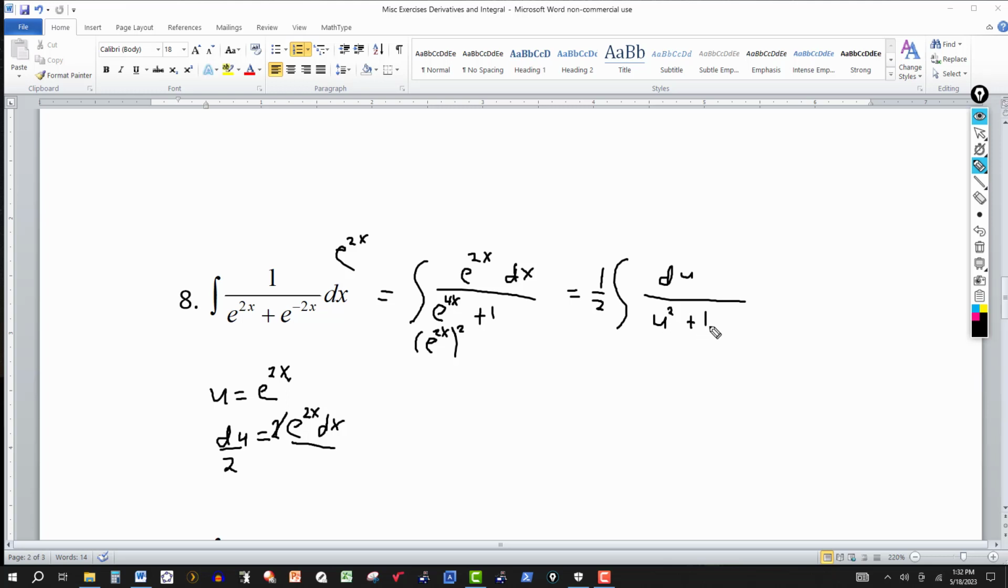plus 1. So you can look at this then as there's an integration formula that has the integral of du over u squared plus a squared. So think of the 1 as 1 squared. That would be a, a would be 1 then. And it tells you that the integral of that would be arctan, that's the inverse tangent, of u over a, so it'd be u over 1, which is u, but u is e to the 2x.